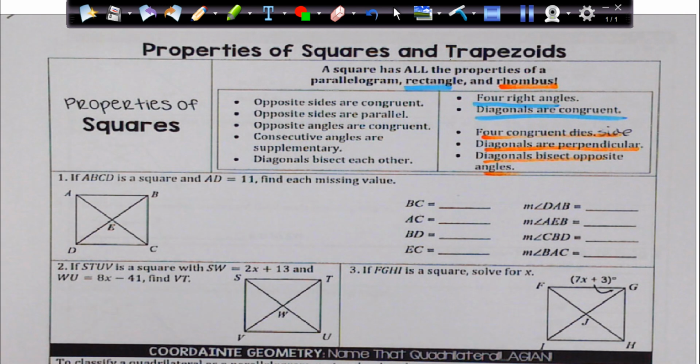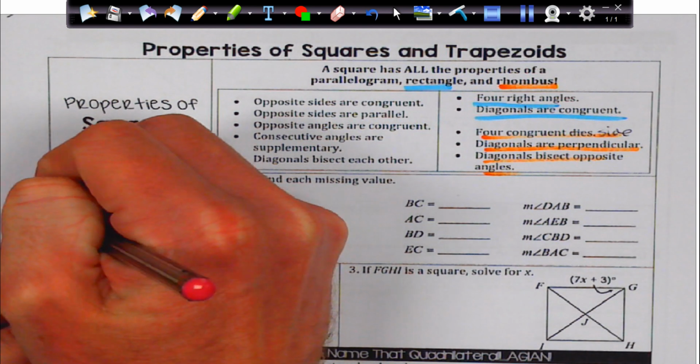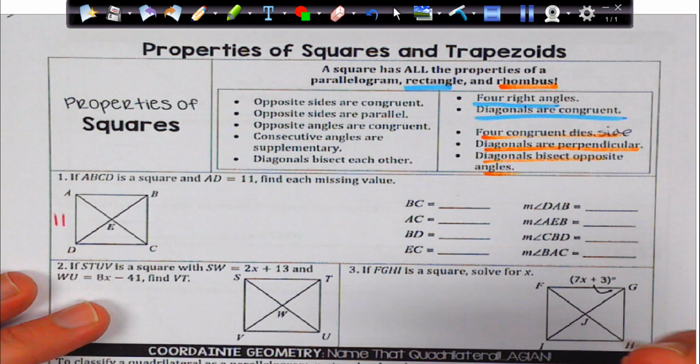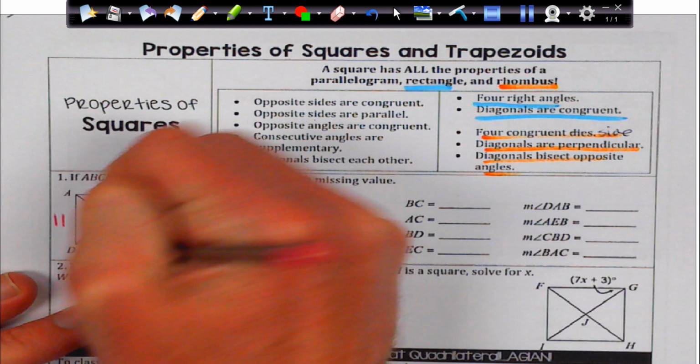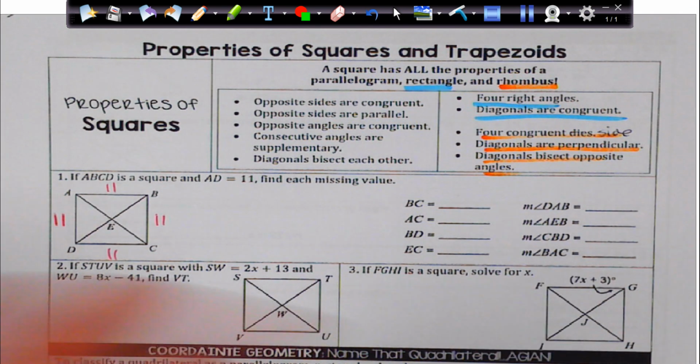So if we look at this first one, AD is 11, so all we do is go ahead and mark 11. And now I don't even look over here, I just want to fill in my picture with everything I know. And, well, I know all the sides are congruent, so I'm just going to go 11, 11, and 11. Now, it's asking me for angle measures, but they didn't give me any. Well, here's the cool thing. A square has all the same angle measures, no matter what size it is.